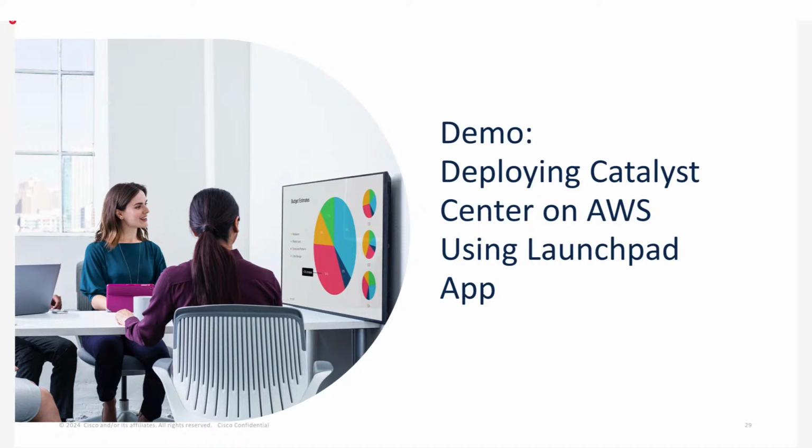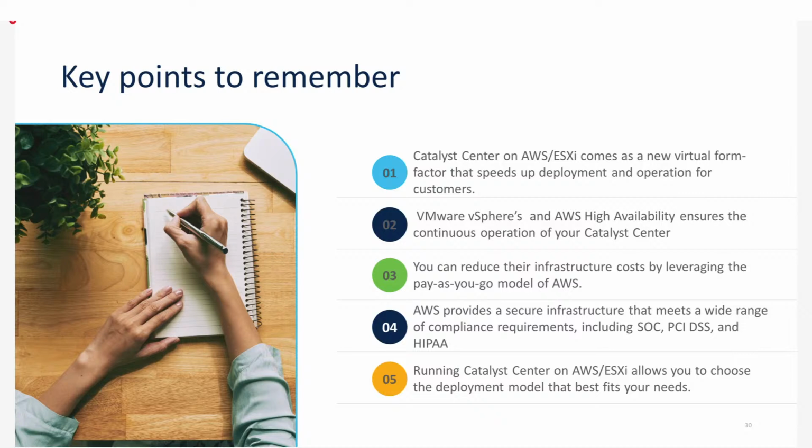We'll be wrapping the session with some key points to remember. Let me pull up that slide. Okay, so a couple of things to remember. Catalyst Center on AWS and ESXi will help you speed up your deployment. These vSphere and AWS high availability options will ensure the continuous operation of your Catalyst Center. You can reduce the infrastructure cost by leveraging these pay-as-you-go options. And AWS provides a secure infrastructure that will support compliance requirements such as SOC, PCI DSS, etc.